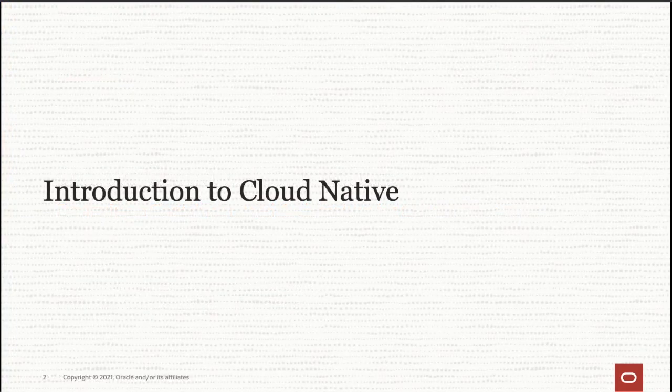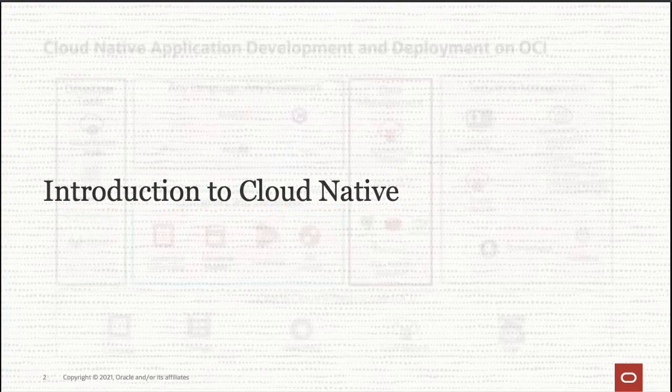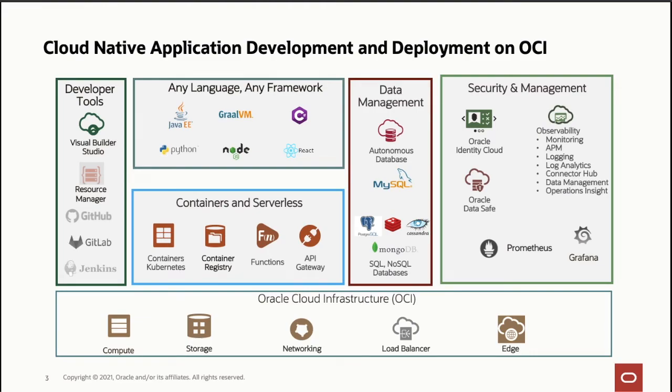All right, so first, the introduction to cloud native. So when we talk about cloud native deployments on OCI, what do we mean? Well, cloud native services are services that are optimized for cloud deployments. They are quote unquote native to the cloud. This means that they are designed to take advantage of the key cloud benefits such as scale, elasticity, resiliency, and flexibility because of the distributed computing model.